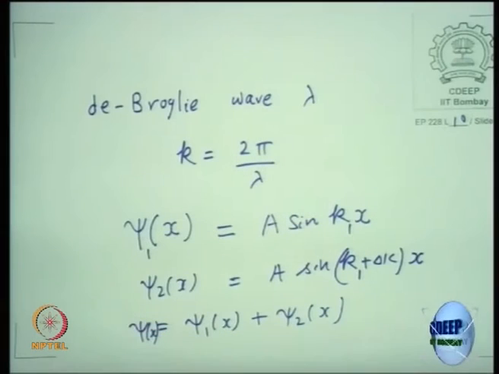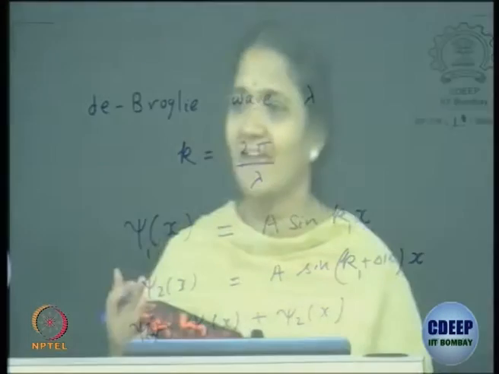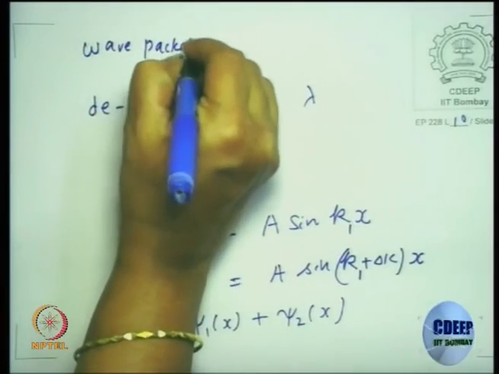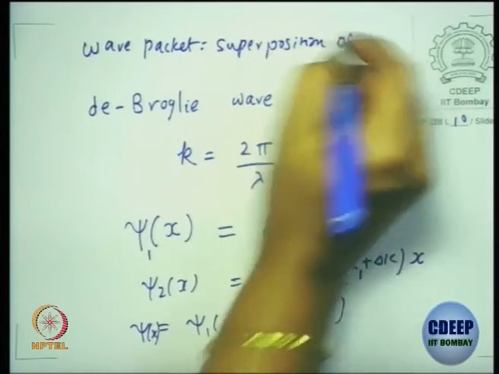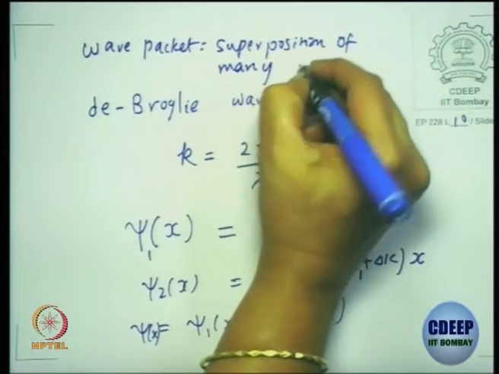If you superpose many of them, what is that called? The superposed wave function or the superposed wave. I have just done two of them, two de Broglie waves with definite wavelengths. But if I have many of them, so let us take k1 plus 2 delta k, k1 plus 3 delta k and so on. What are you supposed to get? Wave packet, right? A wave packet is a superposition of many de Broglie waves, okay.